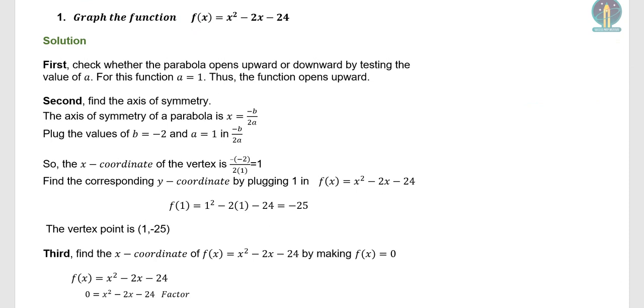Graph the function f of x equals x squared minus 2x minus 24. So first, check whether the parabola opens upward or downward by testing the value of a, again, the coefficient of the quadratic term. For this function, a is equal to 1. Thus, the function opens upward. So we know it's going to open up. Okay?